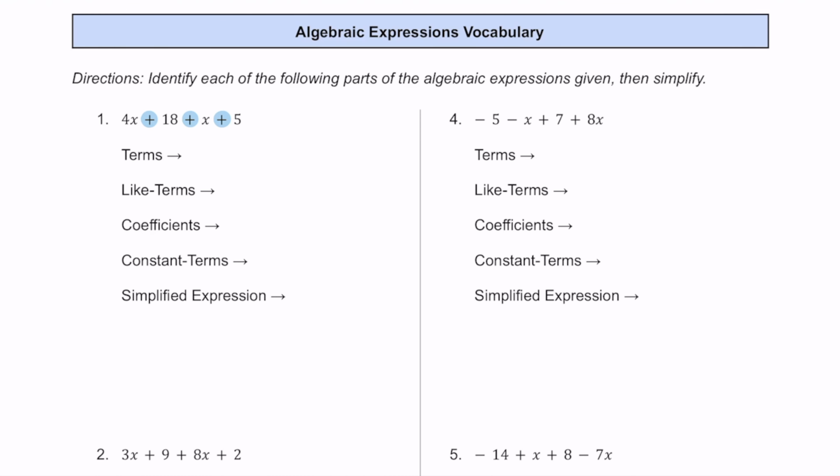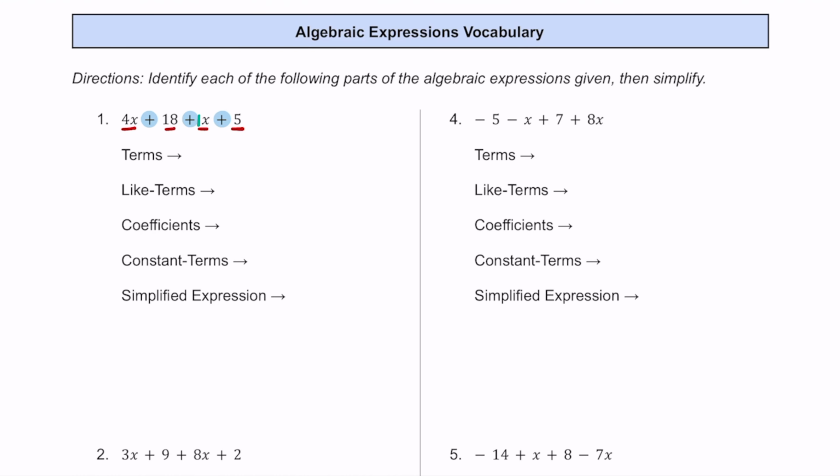So if that's true, then we have a term of 4x. We also have a term of 18. We have a term of x, and we have a term of 5. There are 4 terms here. The other thing we want to make sure we understand is that we have an invisible 1 in front of this x right over here. So every variable must have a number in front of it.